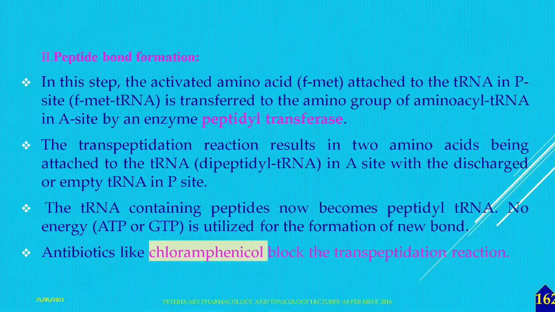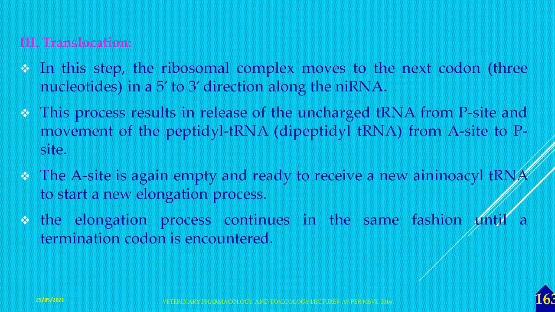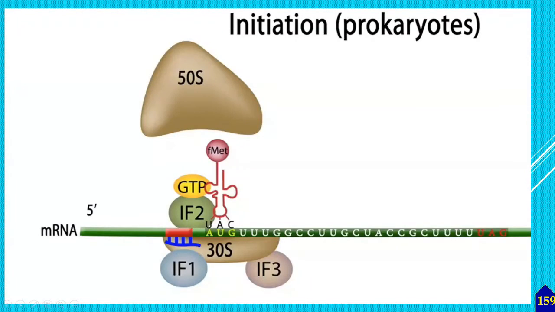Then the third step is translocation. In this step, the ribosomal complex moves to the next codon, that is 3 nucleotides, in the 5 to 3 direction. So here you can see this is the 5 direction and this is the 3 direction, and here F-met and the GTP and IF2 are going to process the 50S subunits.